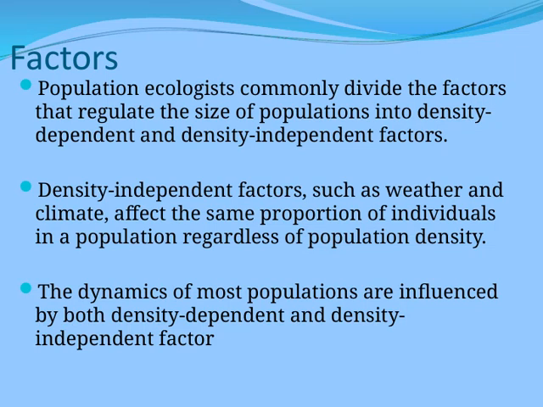Let's talk about the factors that regulate population size. Population ecologists typically divide these factors into two main categories: density-dependent and density-independent factors. Now, density-independent factors are things like weather and climate. These affect the same proportion of individuals in a population, no matter how big or small that population is. So, whether you have a small group or a large one, a storm or a drought will impact everyone more or less equally. On the other hand, many populations are influenced by both types of factors at the same time.